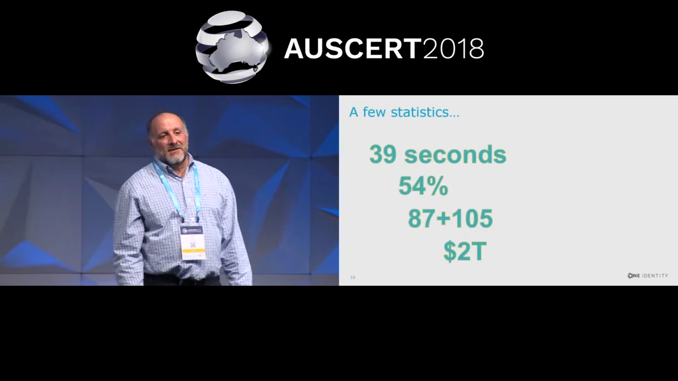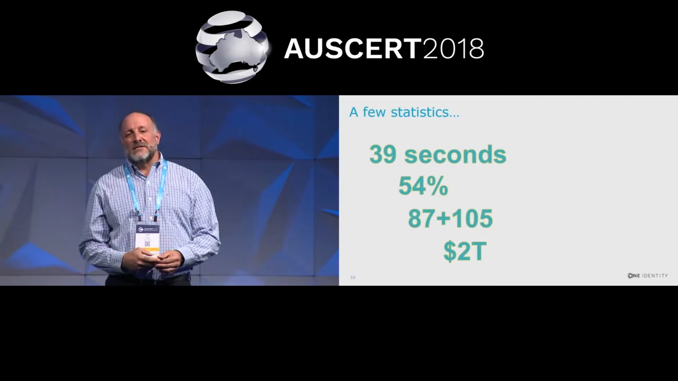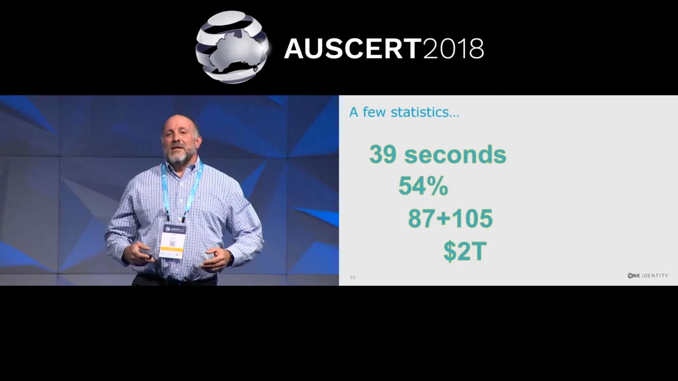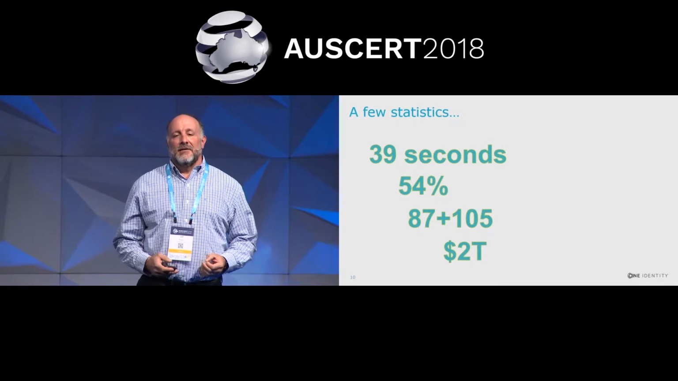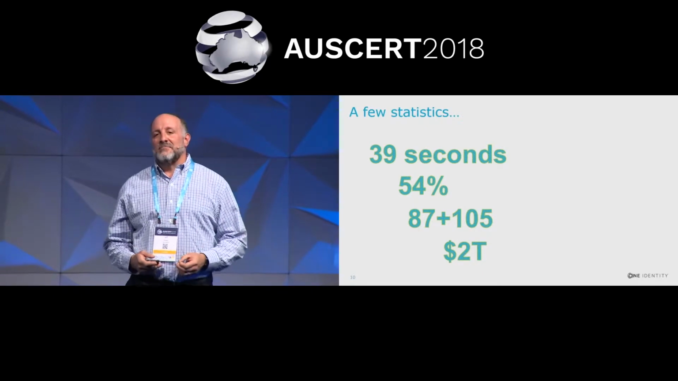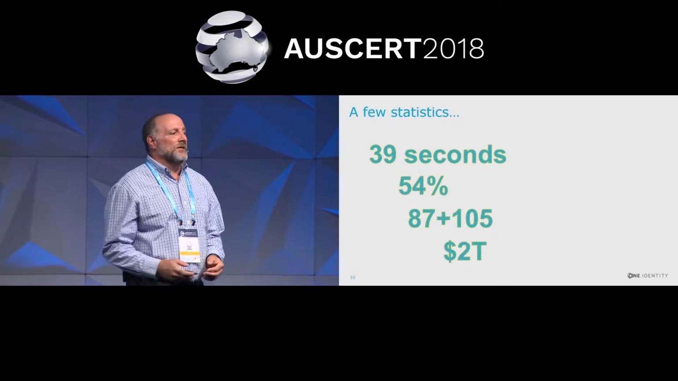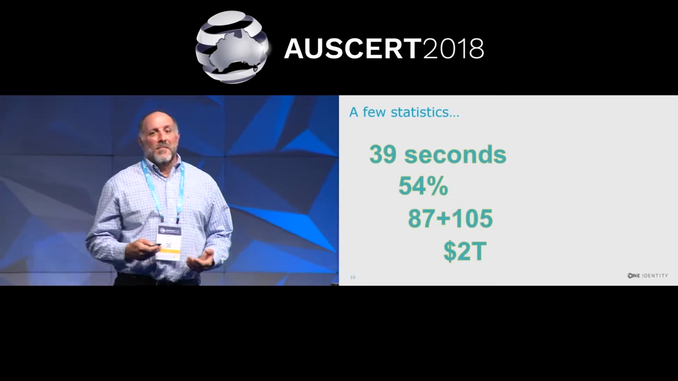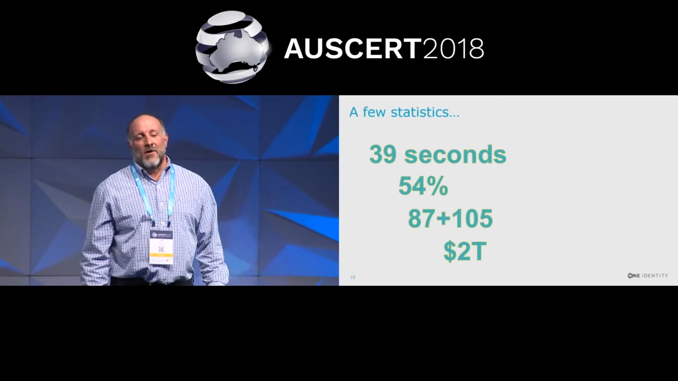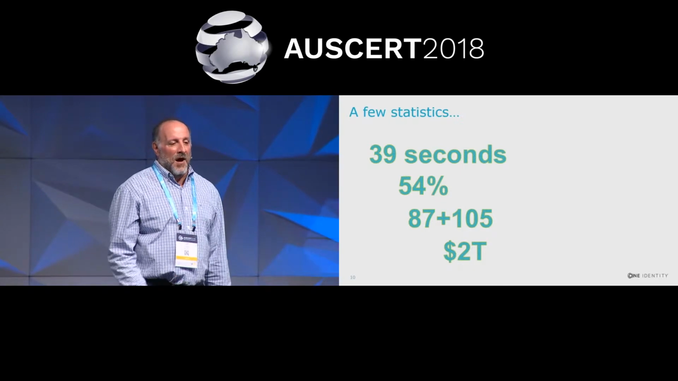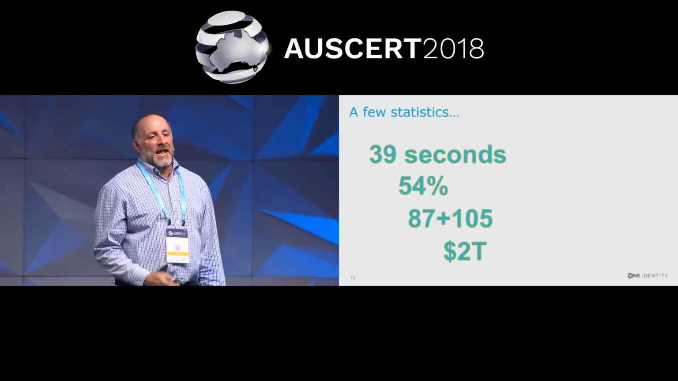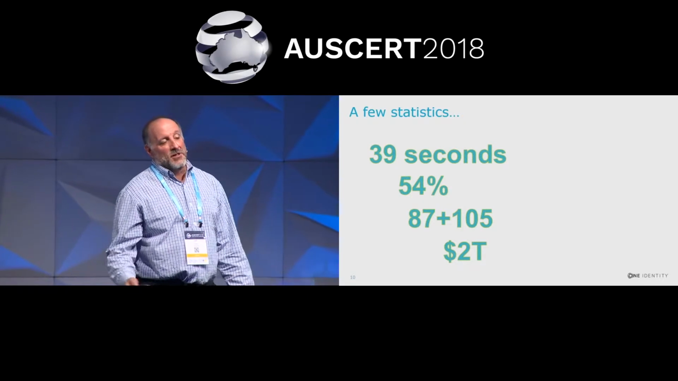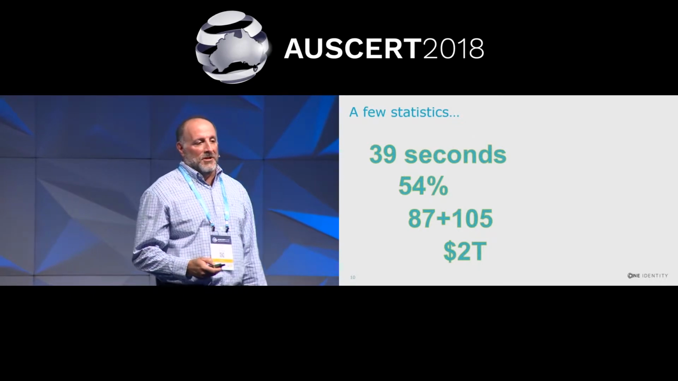Just a couple of statistics. I was reading some stuff. There was a study done by University of Maryland last year, and they found that for every single device that is connected to the internet, on average, there's a hack attempt every 39 seconds. Every single device on the internet. 54% of the attacks that are successful are due to insider threats. And for those breaches, it takes 87 days, on average, to discover it and 105 days to fix it. And cumulatively, it's cost over $2 trillion in damage.